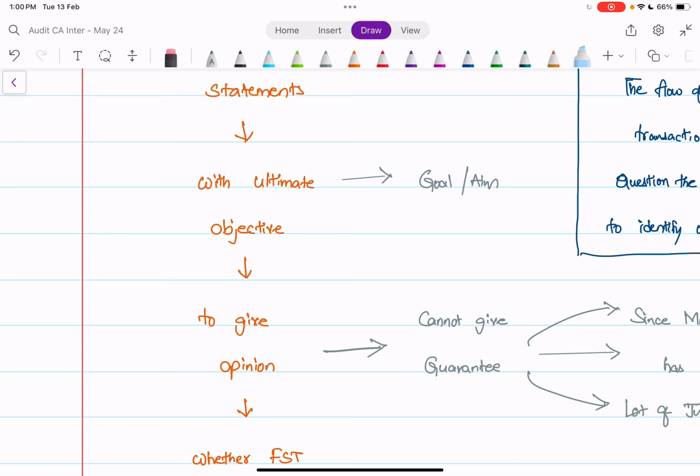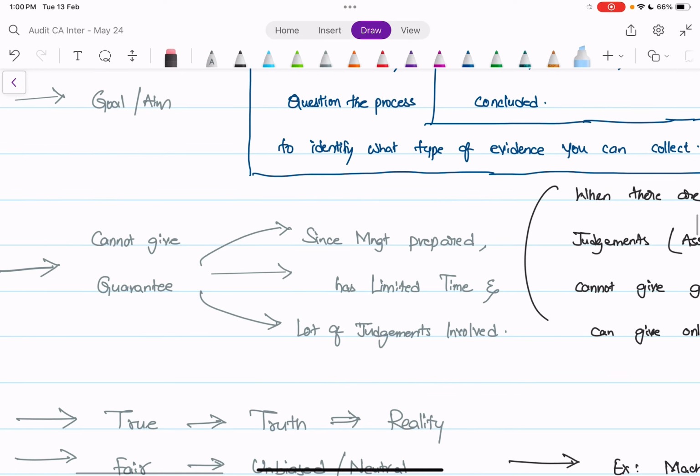Judgment changes from person to person, and it will never be the same. So you can only give an opinion. And what are the things that lead the auditor to give only an opinion? One is that he has limited resources. With a limited amount and limited people, he should be able to give an opinion.